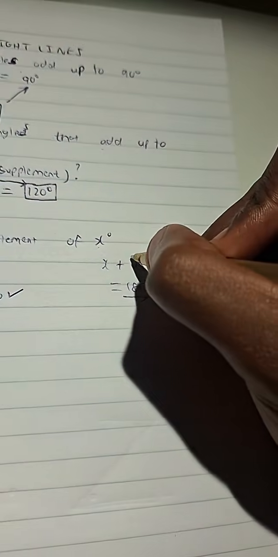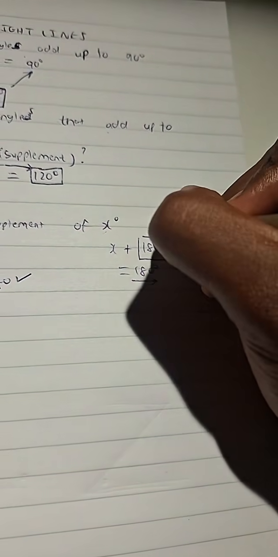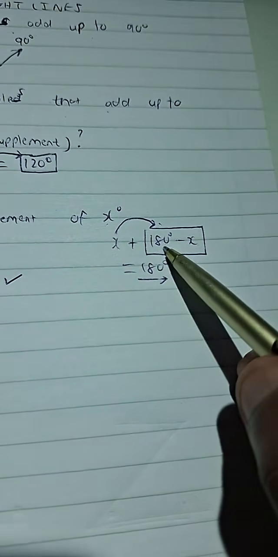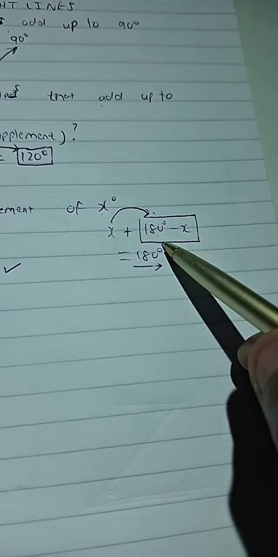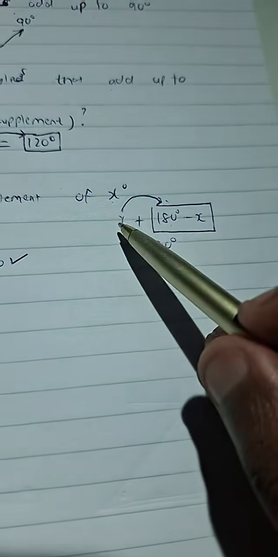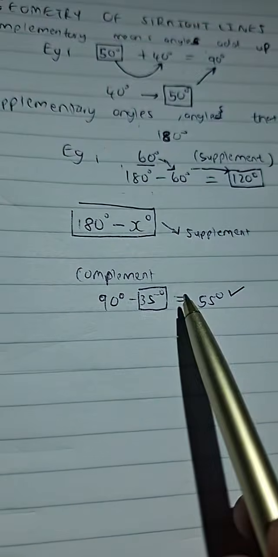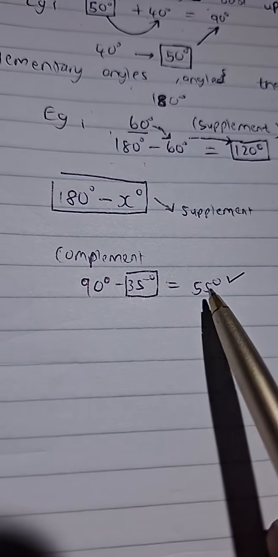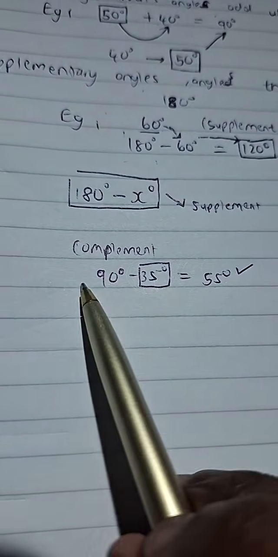So what are you left with? 180 degrees. So that is why we say that the supplement of x degrees is actually equal to 180 minus x. This is the answer. 180 minus x degrees is the supplement of x degrees, because when you add these two together, you get 180. Just like the complement of 35 degrees is 55 degrees, because when you add 55 and 35, you get that 90 degrees that you were intending to get. So I hope that makes sense.